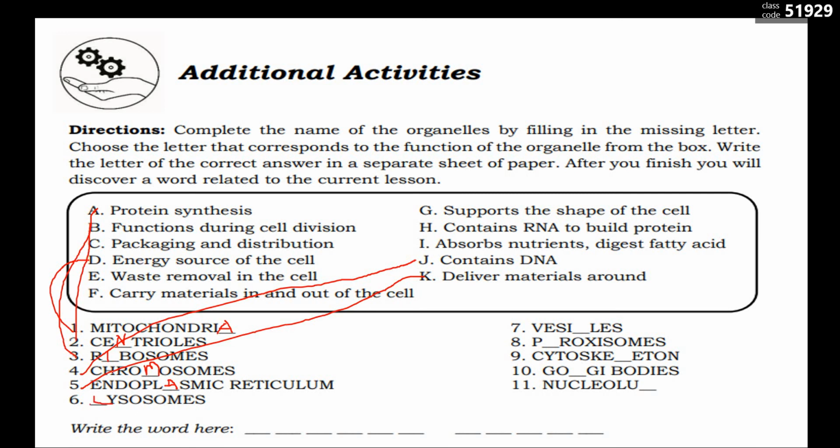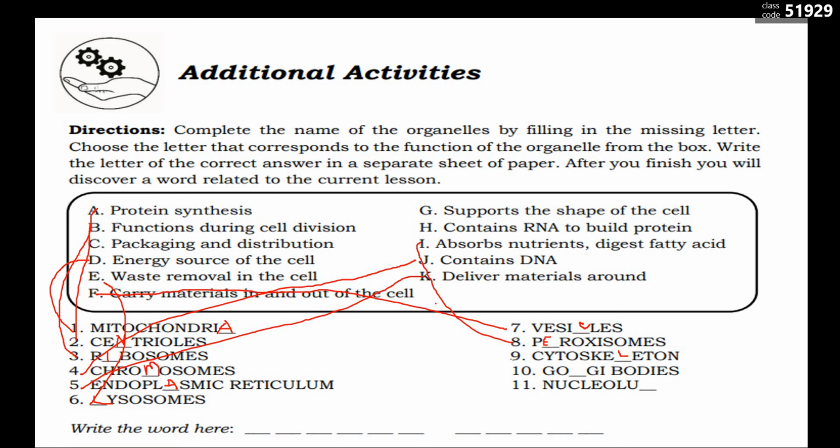And for number 6, it is letter E. Waste removal in the cell. And for number 7, we have C for vesicles. And 7 is for letter F. Carry materials in and out of the cell. For number 8, it is peroxisomes. So number 8 is for letter I. Absorbs nutrients, digests fatty acid. And this is cytoskeleton.